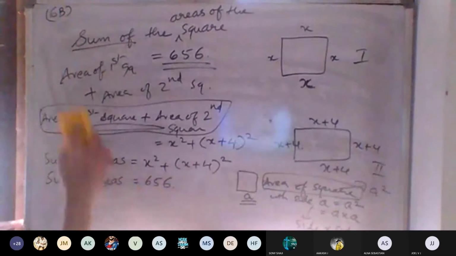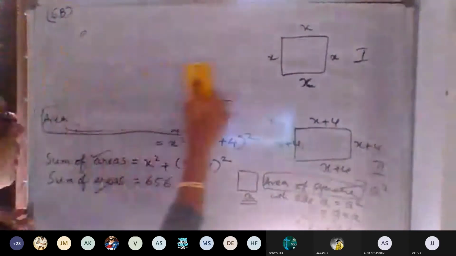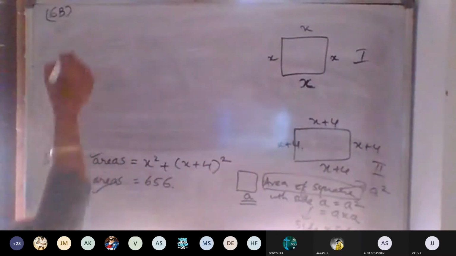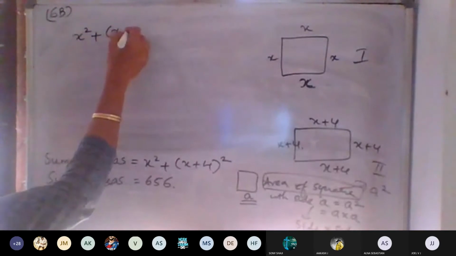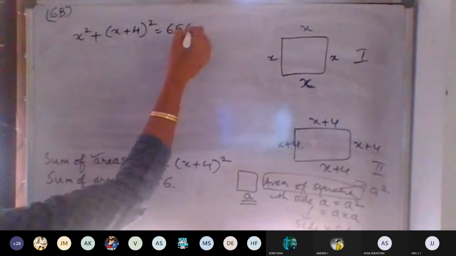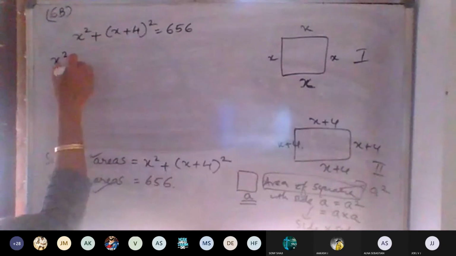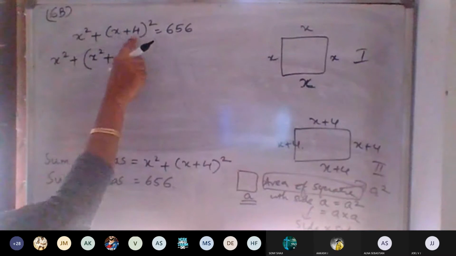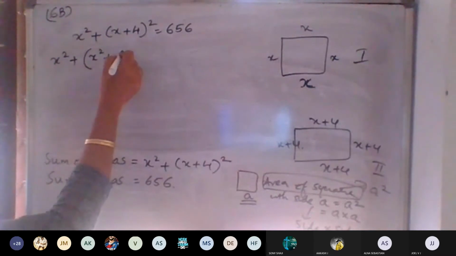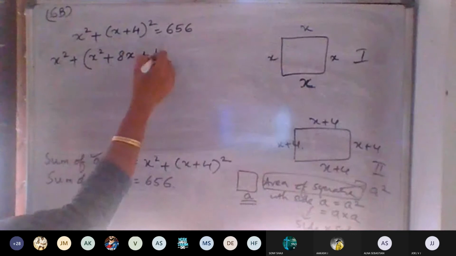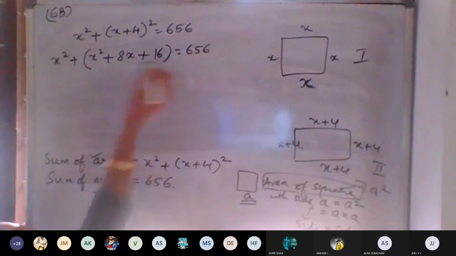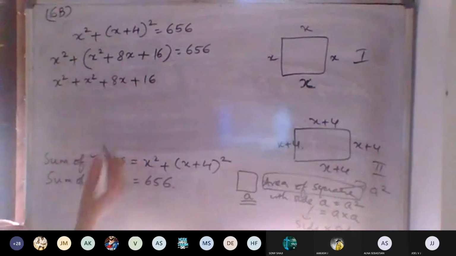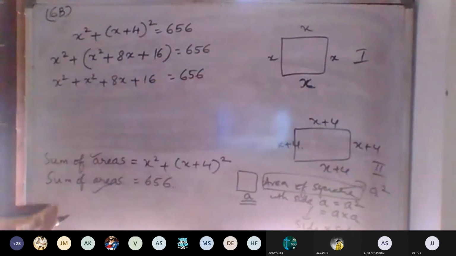x square plus (x plus 4) whole square is equal to 656. First we write x, then on the equal side we write the number. This is in the (a plus b) whole square form: a square plus 2ab plus b square. x square plus 2 into x into 4, that is 8x, plus 4 square, 16, is equal to 656. So x square plus 8x plus 16 is equal to 656.